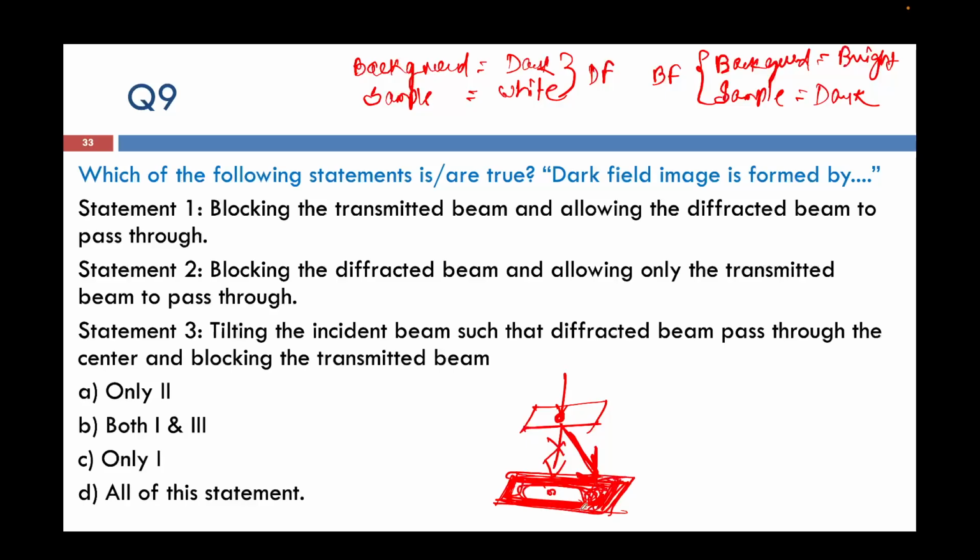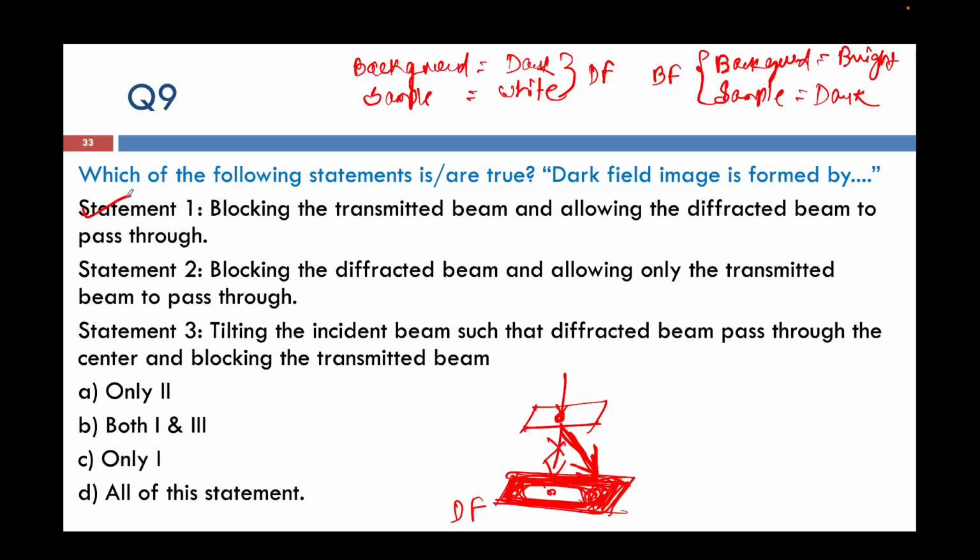This whole section will be dark because I am allowing only the diffracted beam to come. This will be dark and my sample will be bright. So this is a dark field. That means statement 1 is correct. We will see how the bright field and dark field are formed, and how the role of the aperture influences dark field and bright field imaging, in the next class.